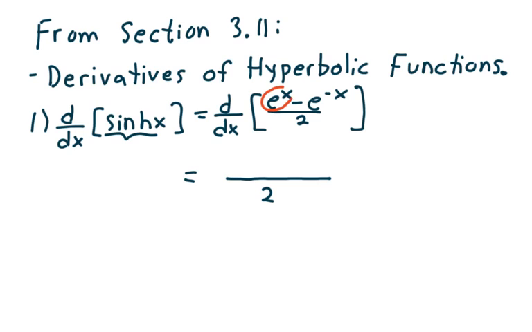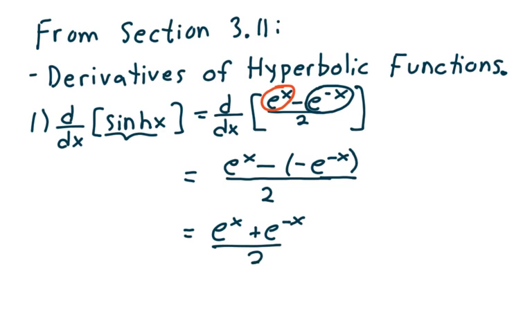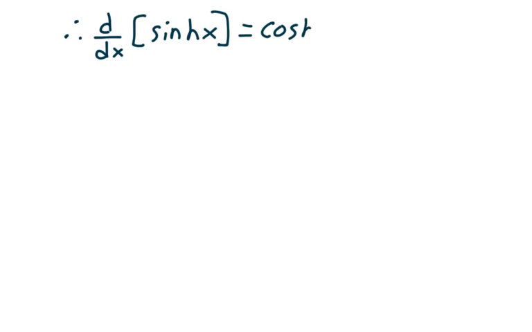If I look at the derivative of e to the x, the answer is e to the x. The derivative of e to the negative x is negative e to the negative x by using the chain rule. But if you notice, this is e to the x plus e to the negative x over 2. And that's the same as hyperbolic cosine of x. So we can say that the derivative of hyperbolic sine of x is equal to hyperbolic cosine of x.